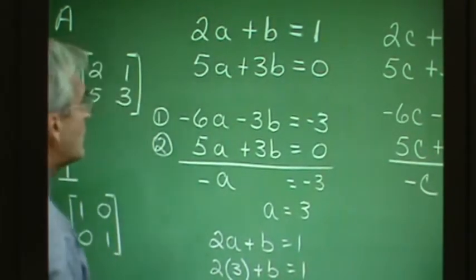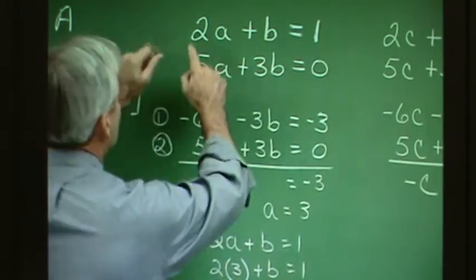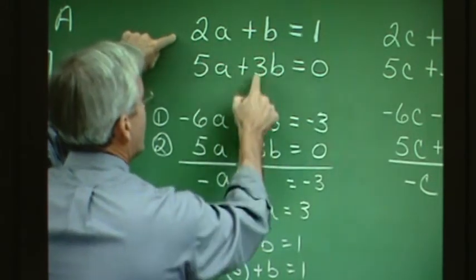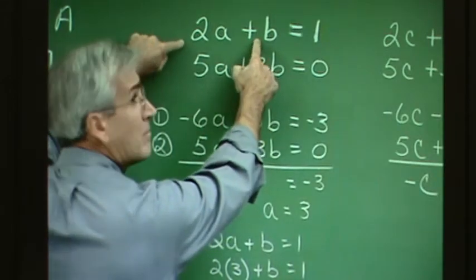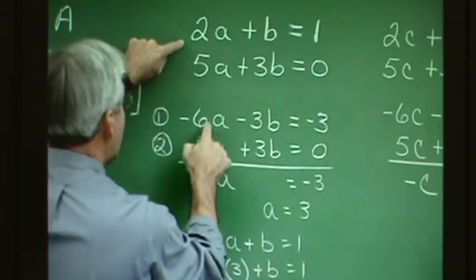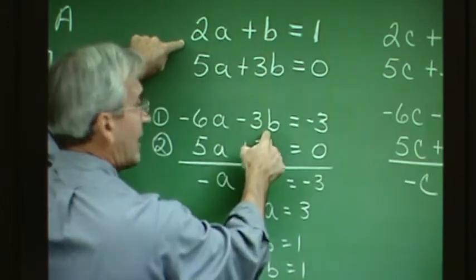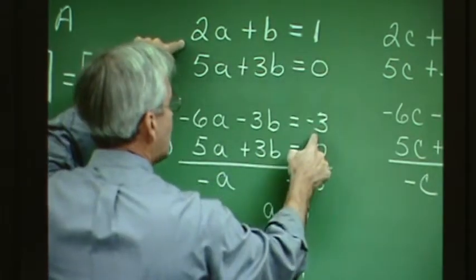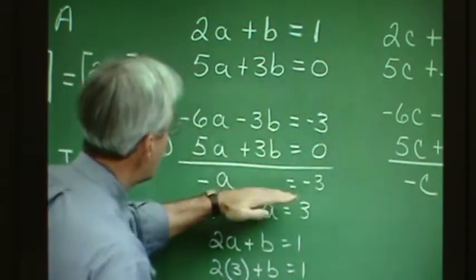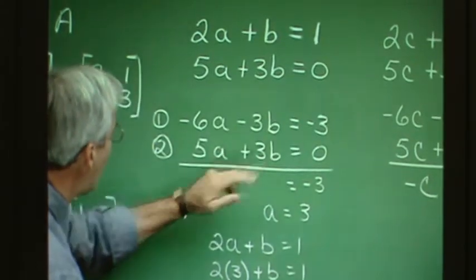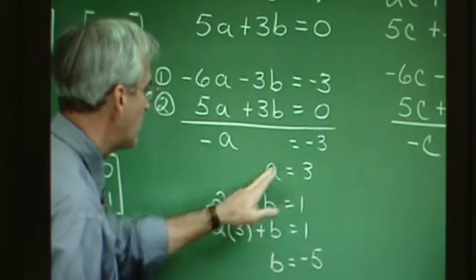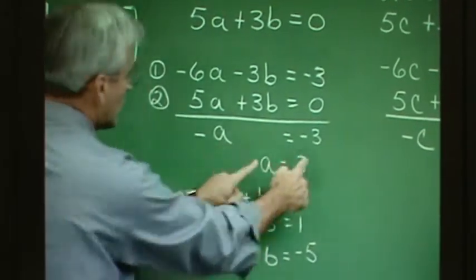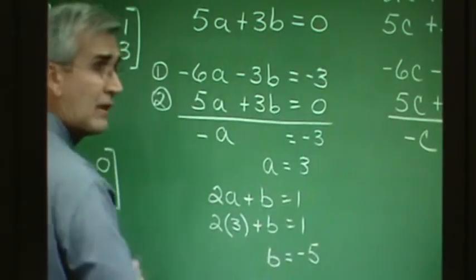Now, if we solve it using the method of elimination, I could pick on the coefficients of the B's here, and so I'll multiply equation 1 by -3. -3 times 2A is -6A, -3 times B is -3B, -3 times 1 is -3. Then adding the two equations, the B's go out, and I have, collecting here, -A equals -3. So A is equal to 3.